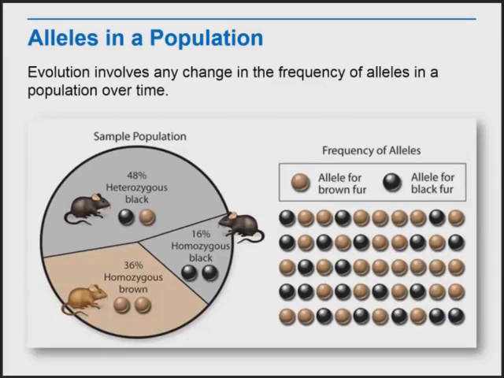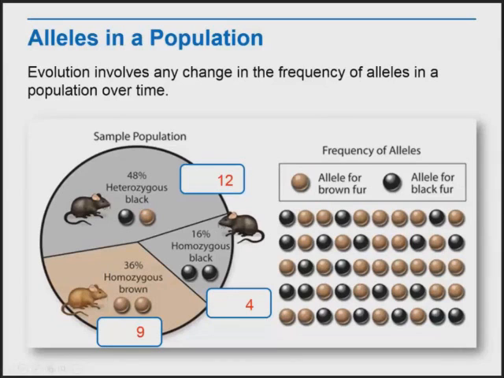So based on this sample population, assuming we have 25 individuals in this population, how many of our mice would be heterozygous black? How many would be homozygous black? And how many would be homozygous brown? 48% of 25 would be 12. 16% of 25 is 4. And the remaining 36% homozygous brown would be 9.